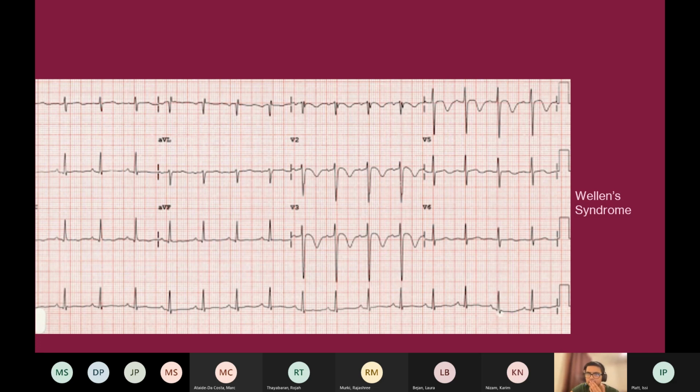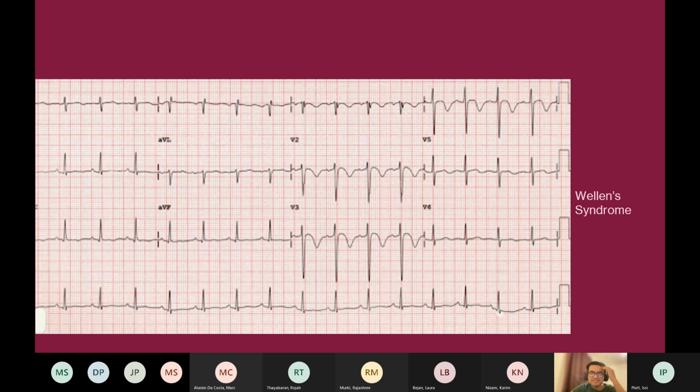So there are certain conditions in which you get deep T-wave inversion: myocardial ischemia, hypertrophic cardiomyopathy, hypothermia, intracranial hemorrhage. These are the main ones you need to think about when you see deep T-wave inversion. There is one, and this is the eponymous name one. Should we tell them, Anush? Yeah, because it's just not coming up. Does anyone know what Wellens syndrome is, or has heard of it?